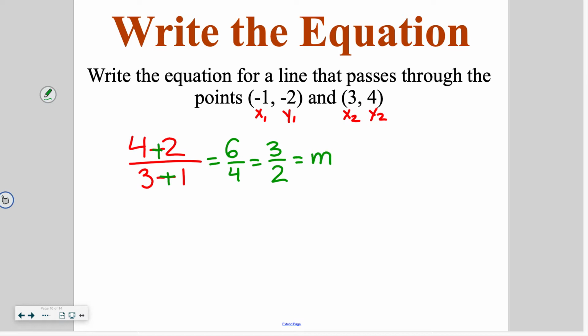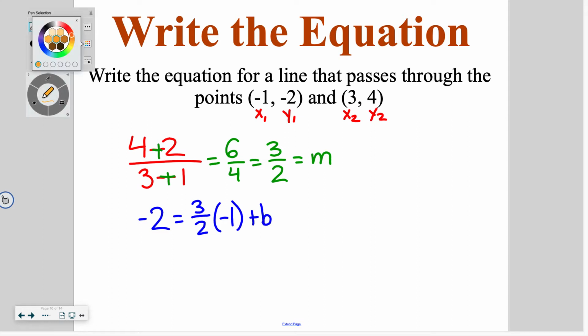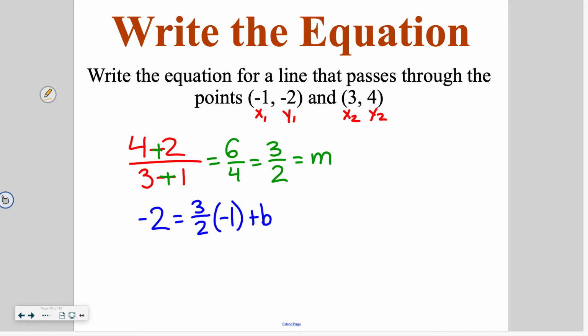You now need to find the y-intercept. Since we have 2 points, we have 2 options for how to find that. Using the first point, I could say y, which is -2, equals my slope, which is 3/2, times x, which is -1, plus b. Or I could plug in a second option using my second point and say 4, which is y, is equal to 3/2 times 3, which is x, plus b. Either way, we can go about solving these problems to find our y-intercept.